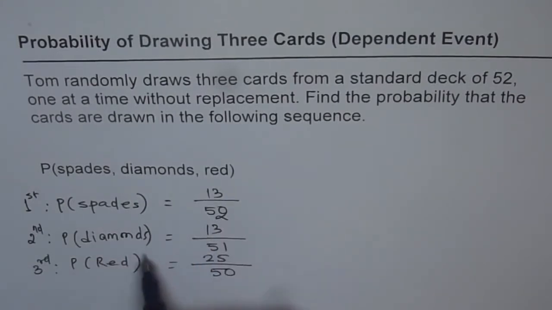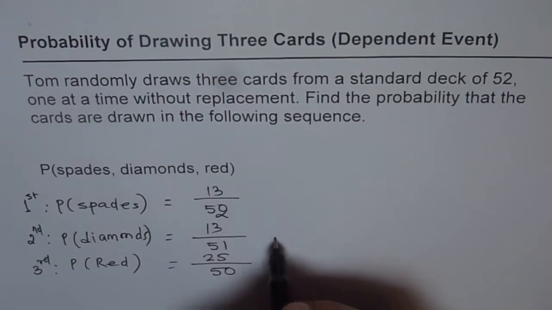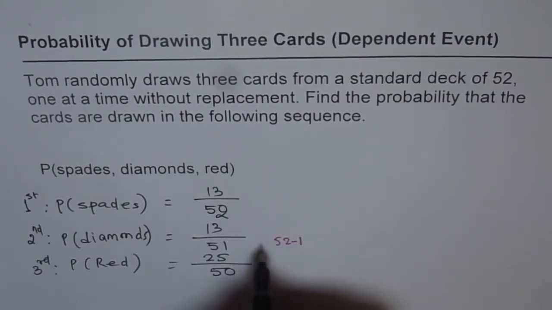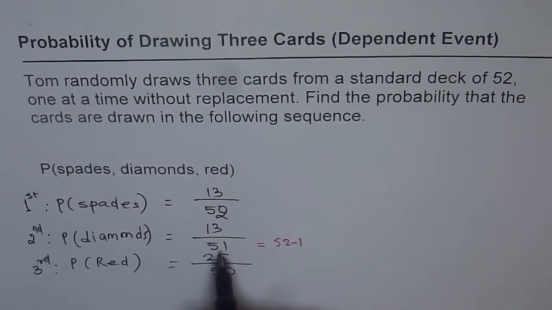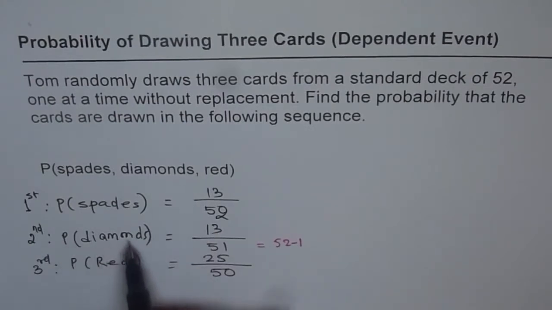We have already drawn one card, so this should be 52 minus 1. So that is 51, since we have already drawn one card. So we're left with 51. But there are 13 diamond cards, right? So the probability of a diamond card to be drawn at this stage is 13 over 51. Let's say we have drawn a diamonds card, whose probability is 13 over 51.